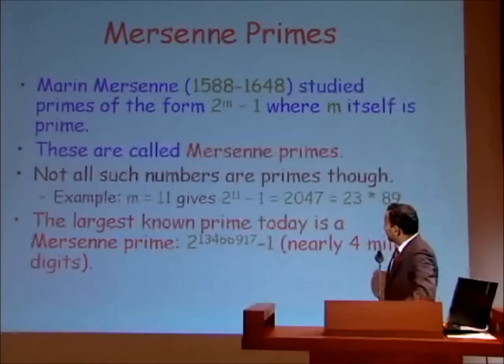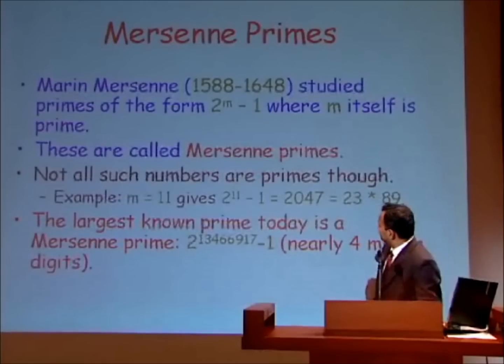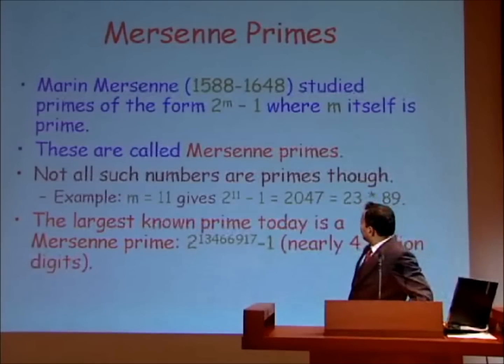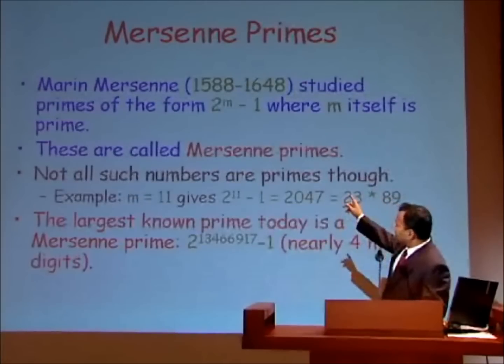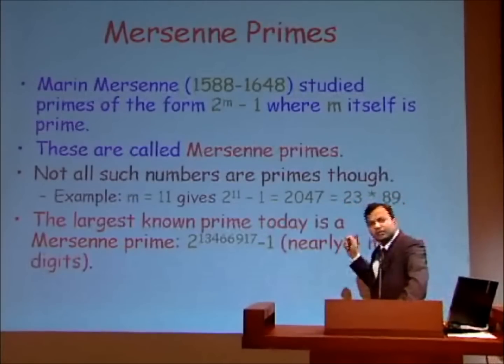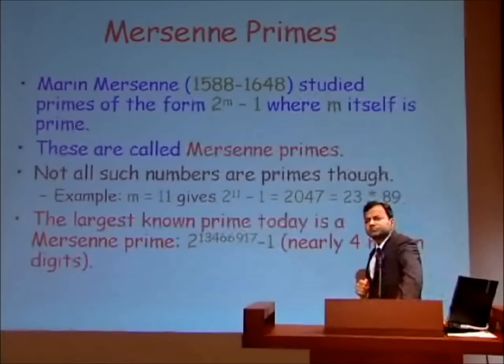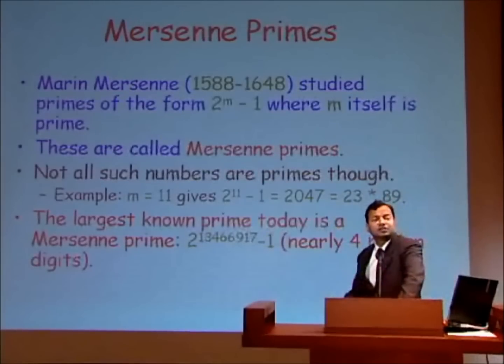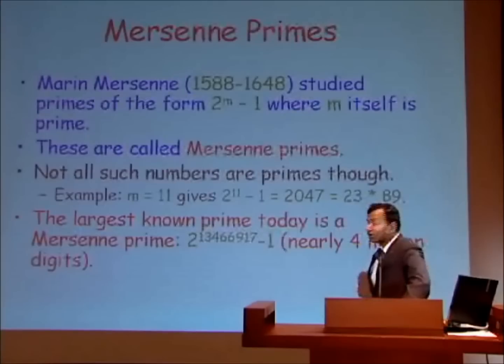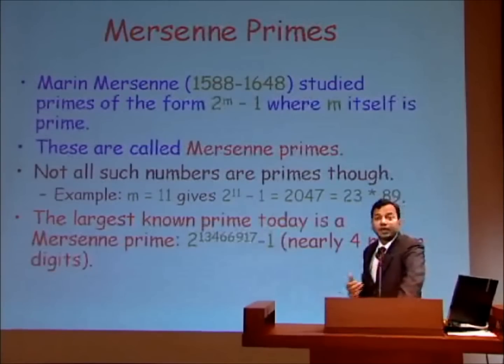In a similar vein, a contemporary of Fermat, Mersenne, studied primes of the kind 2 to the m minus 1, where m itself is a prime. If m is not a prime, then 2 to the m minus 1 is not a prime. But if m is prime, then it may be a prime.